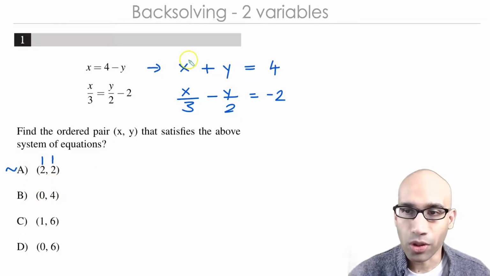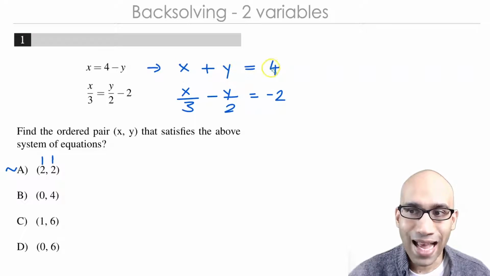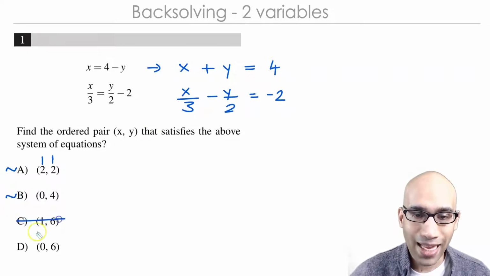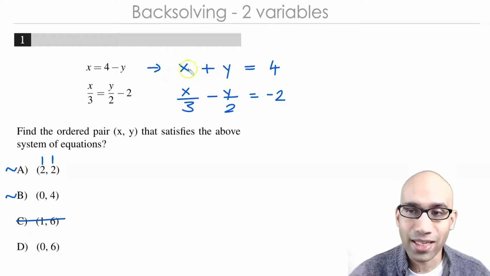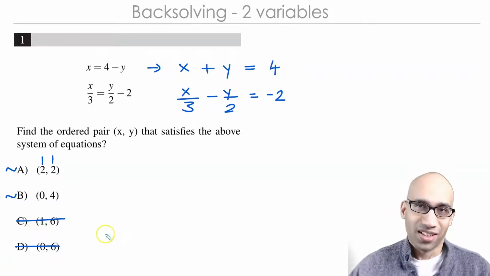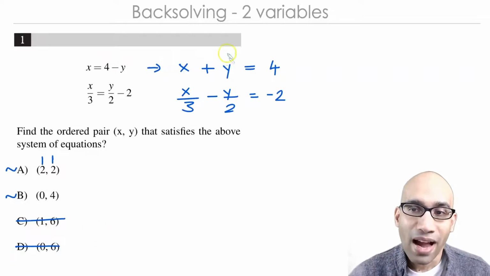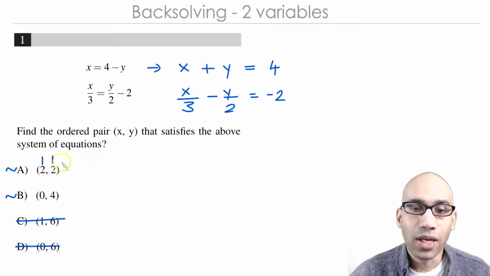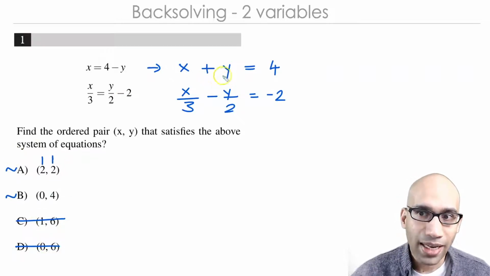Try 0 and 4. So you've got 0 plus 4, and that is equal to 4. So this is as well a possible answer. 1 and 6: 1 plus 6 is 7, so that is not equal to 4, so you can cancel it out. Similarly, 0 and 6: 0 plus 6 is not equal to 4, so you can cancel this out. Hopefully you can understand why we've chosen the simplest one here. That's because you can easily eliminate the choices which do not apply to it.